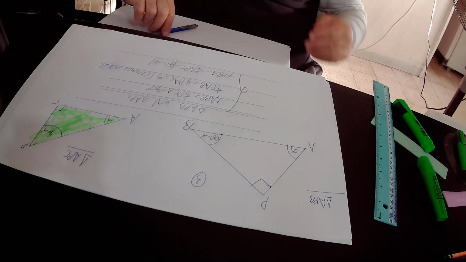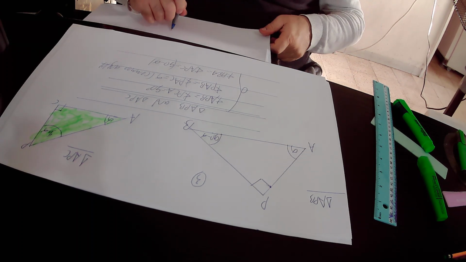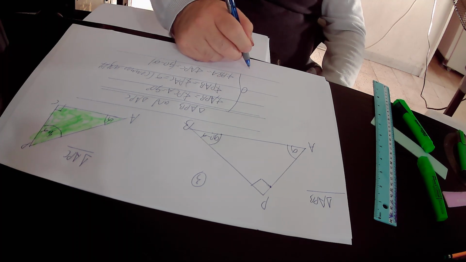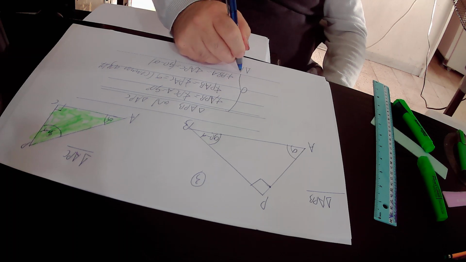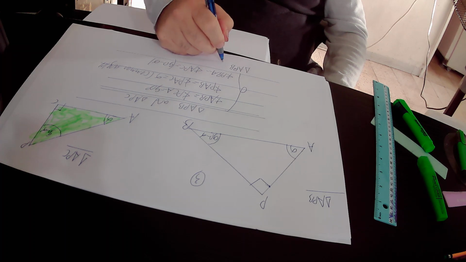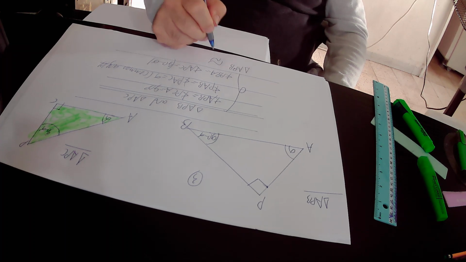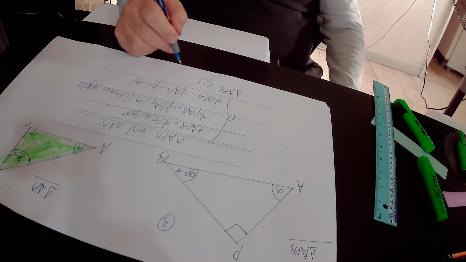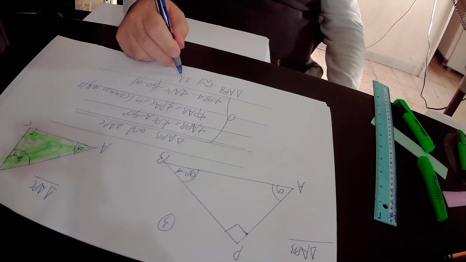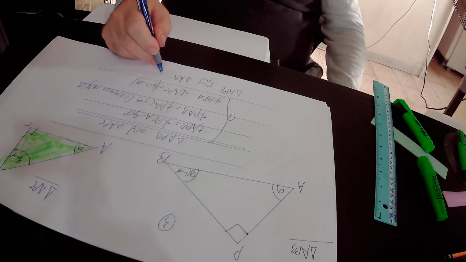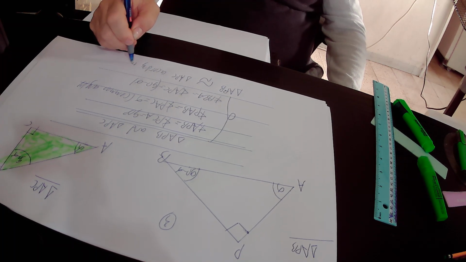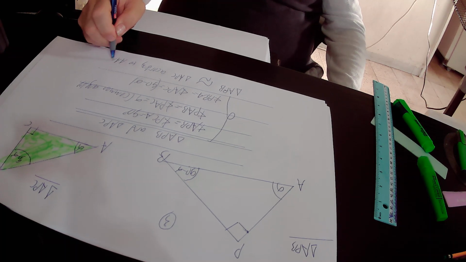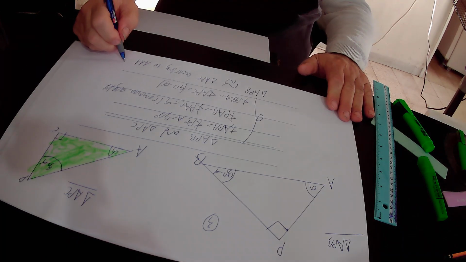So I write it down. The right triangle APB is similar, this is the sign of similar, to the green triangle APC according to the angle similarity rule.